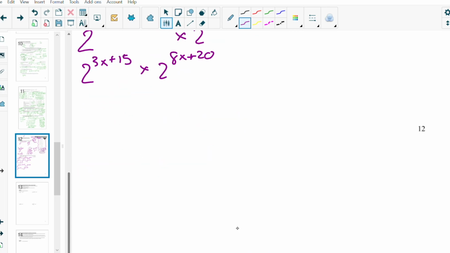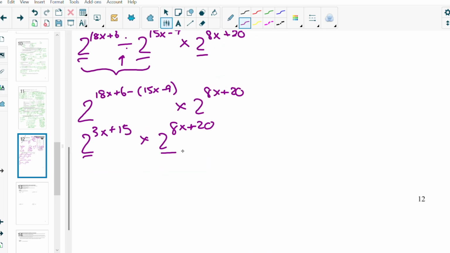I am multiplying this time. I have the same base. I'm going to add the exponents. So combine the base, add the exponents.